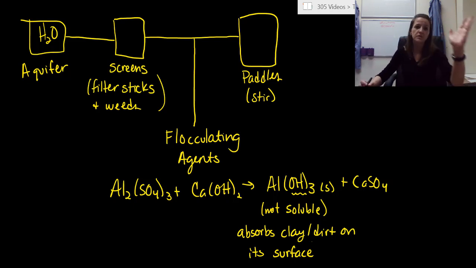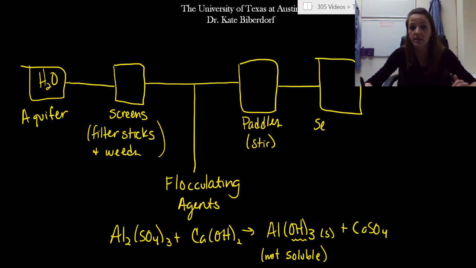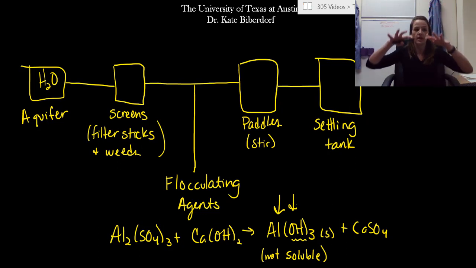So what we do is we filter out the sticks and the weeds, we add these agents to it, we stir everything up, so we force every single little water molecule to interact with this aluminum hydroxide to make sure that any clay and dirt that is in our original sample of water that we're trying to clean is removed. So we do that by using the paddles to stir everything up, and then we pump it into something called a settling tank. So a settling tank is basically what it sounds like. We give our solution or our water mixture some time to settle. So all of that dirt, primarily all of that aluminum hydroxide, is going to slowly settle to the bottom.